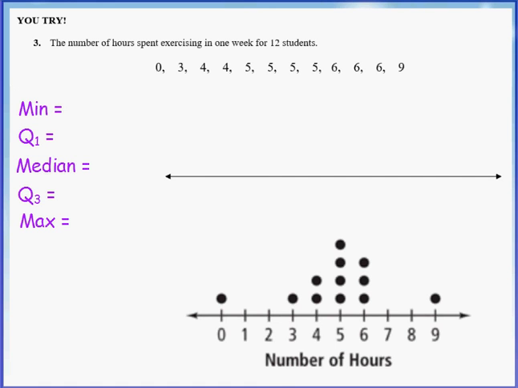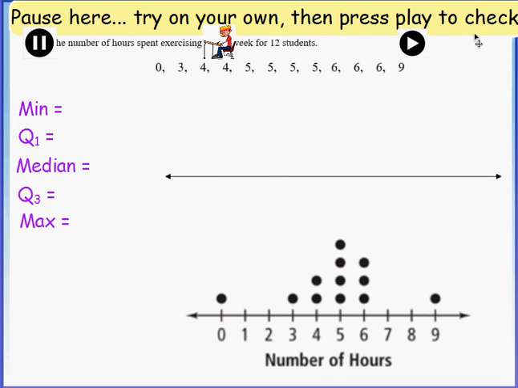I'd like you to try this problem. Remember, you have the number of hours for 12 students that they spend exercising each week. Find your 5-number summary, record it, copy your scale, and create your box plot. Now would be a good time to pause your video, try it on your own, and then press play to check.